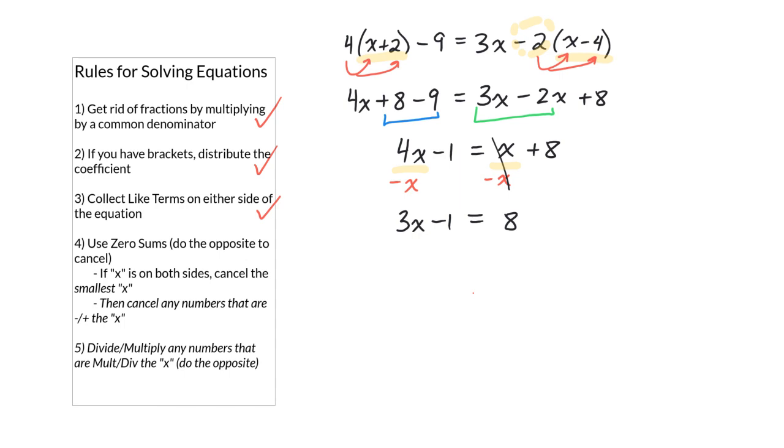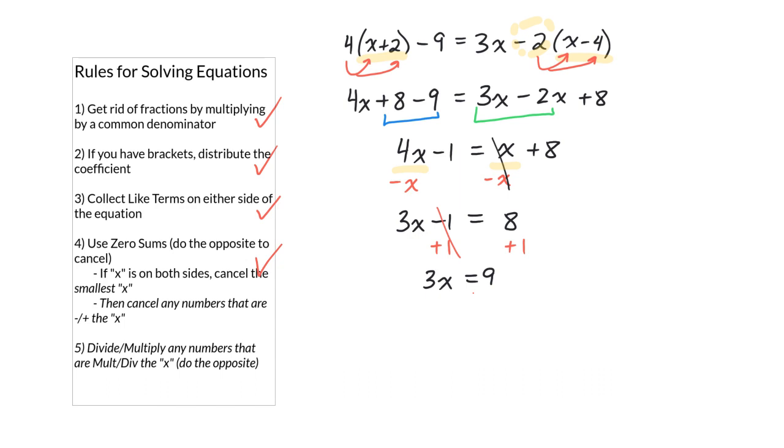Next, I use zero sums to cancel any numbers that are adding or subtracting x. On the left side, I have a -1, so I'm going to do a zero sum here, right? Do the opposite. I'm going to add 1 to both sides so that that cancels out, leaving me a 3x on the left and 9 on the right. So zero sums, step 4, also completed.